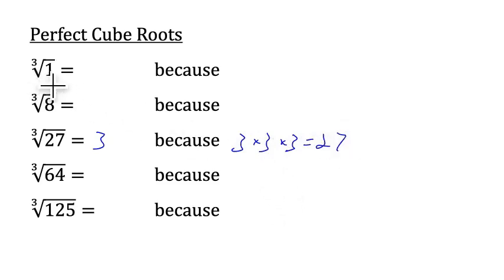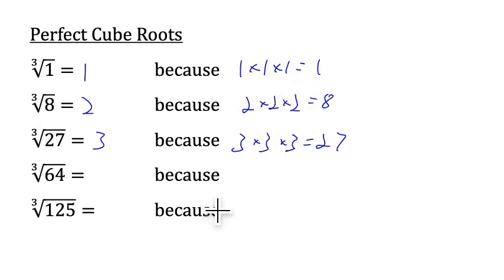All right, so the cube root of 1, well, that equals 1, because 1 times 1 times 1 equals 1. The cube root of 8 equals 2, because 2 times 2 times 2 equals 8. Cube root of 64 equals 4. And the cube root, or third root of 125, equals 5.